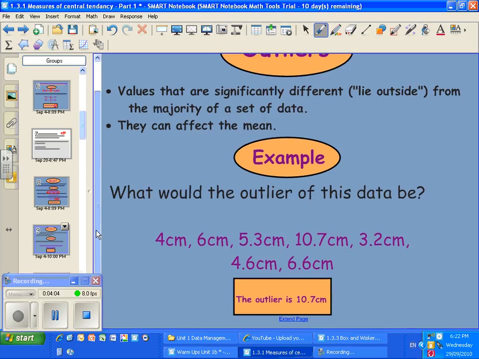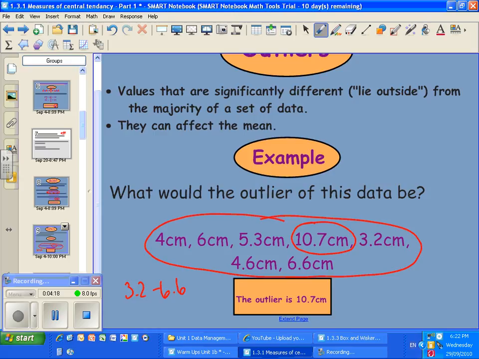So in this case, look, these numbers sort of appear to be very similar, but in fact, they are all between 3.2 and 6.6, except for 10.7. It's really quite a bit out of the range. So if that's the case, it's considered an outlier.